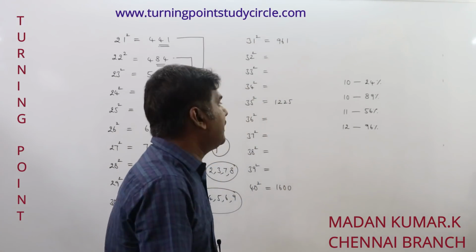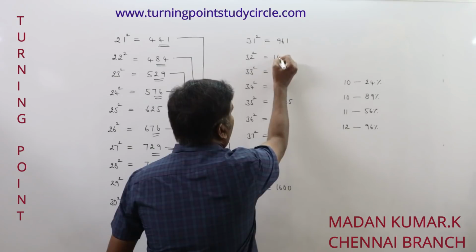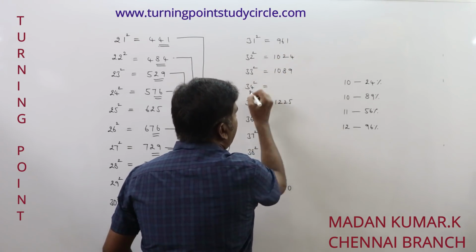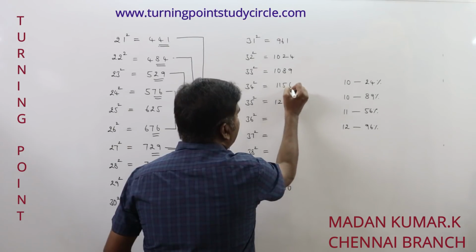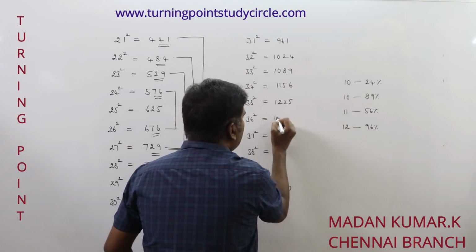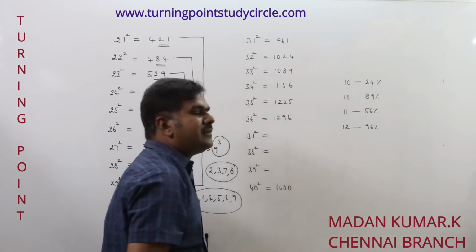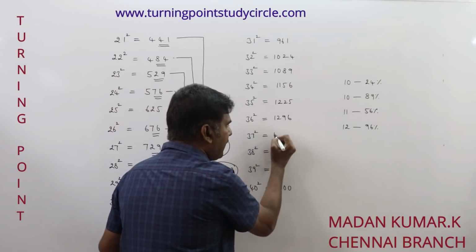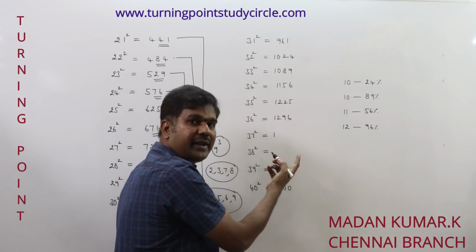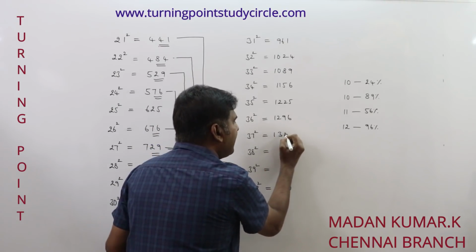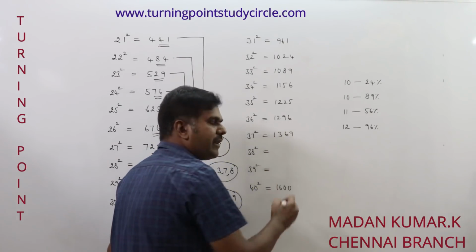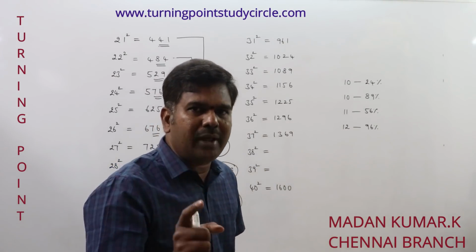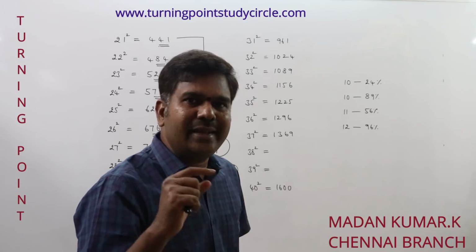Now how we will see? 31 square is 961, 32 square is 1024, 33 square is 1089, 34 square is 1156, 36 square is 1296. For 37 square, the 1 will be common, all multiples of 3: 3 2s are 6, 3 3s are 9. So 37 square is 1369. We can easily remember it.